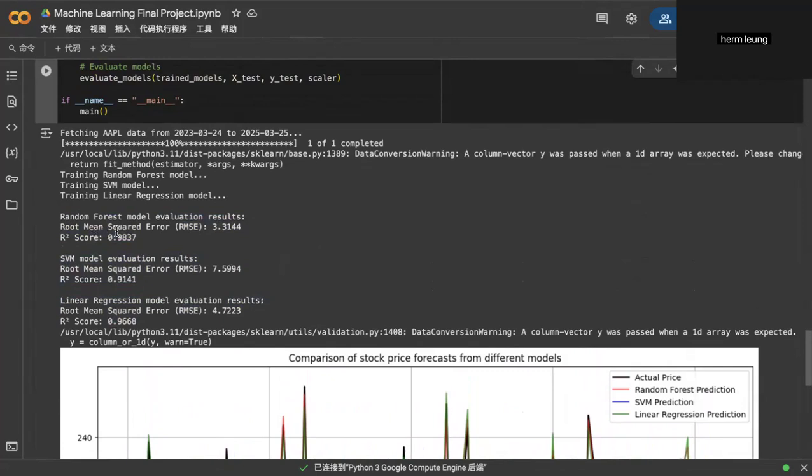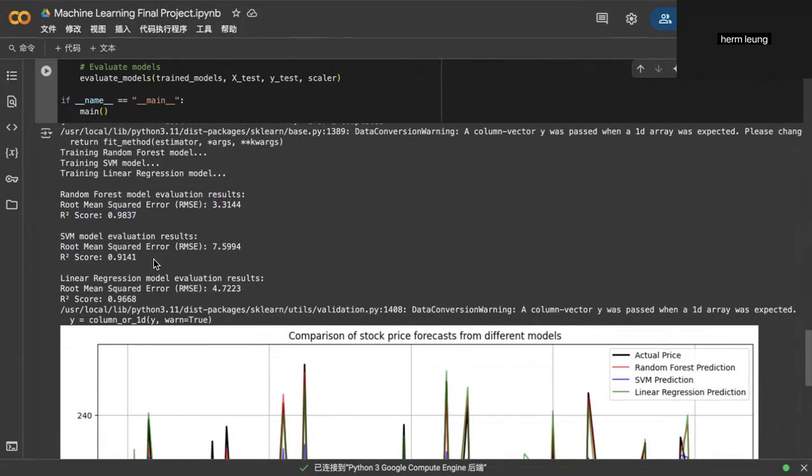The root mean squared error shows how far off our predictions are from the actual values. The lower is better. The R squared shows how much of the price changes our model can explain. So the higher is better. We can see the random forest method works best. It has a lower RMSE number and it has a higher R squared score compared to the other 2 methods.